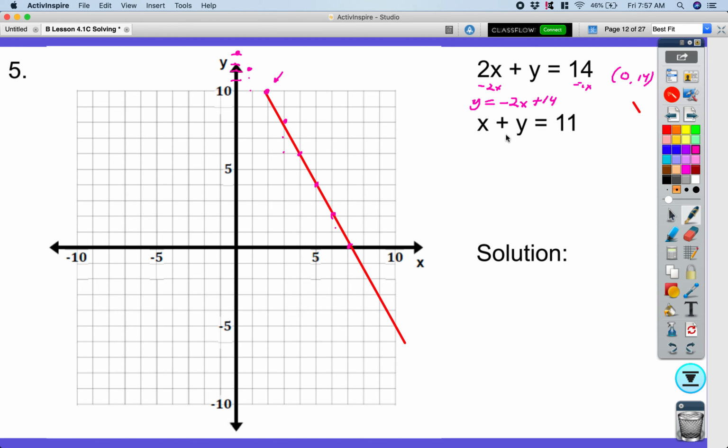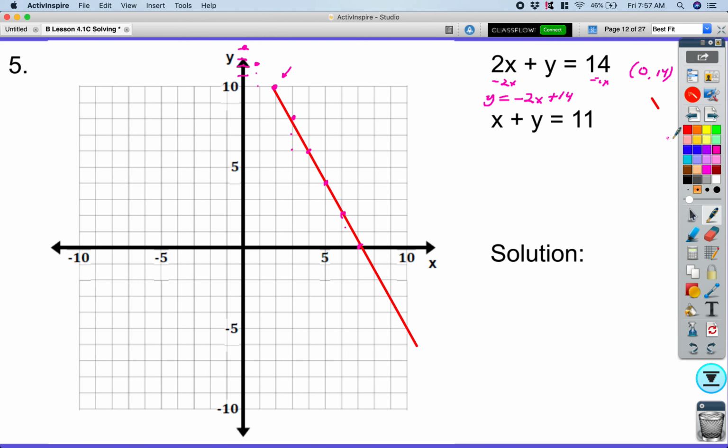Similar, guys, we're going to convert this into slope-intercept form. So we're going to subtract x on both sides. So subtract x here, subtract x here to get y equals negative x plus 11. So that first imaginary point is up here. It's not quite on our graph. And we're just going to do our slope of going down 1 over 1 point, down 1 over 1 point, down 1 over 1 point.